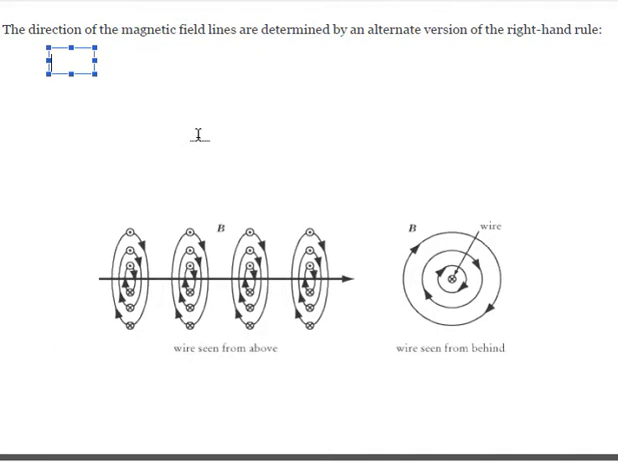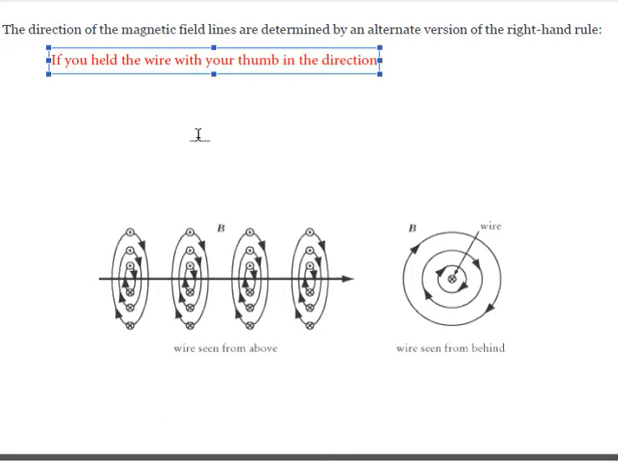So for this one, all you're going to do is pretend like you're trying to grab onto the wire in question. So if you held the wire with your thumb in the direction of the current, then your fingers will curl around in the direction of the magnetic field.